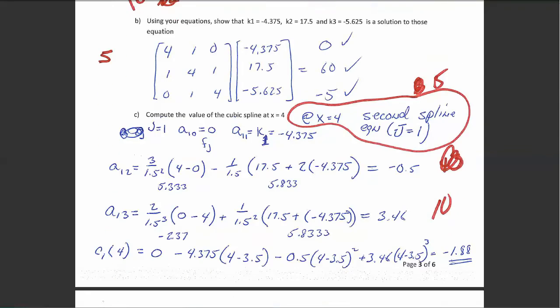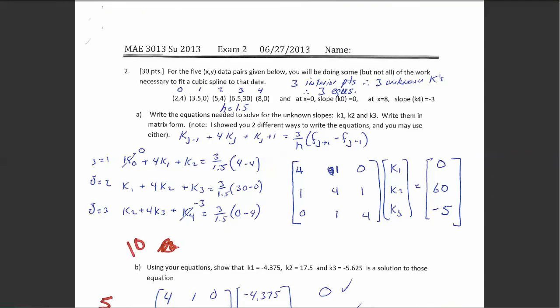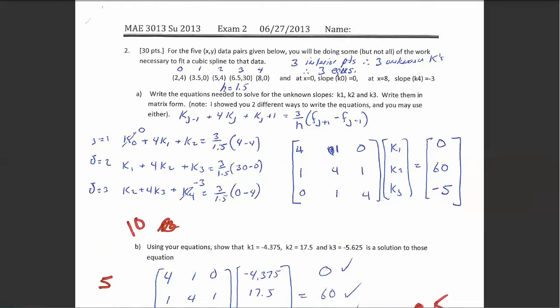Now I asked you to compute the value of the cubic spline at x equals 4. There's a whole lot of work required to draw the cubic spline. I did not ask you to do that. I'm asking you to calculate one value of one spline at one point. And we do have multiple spline equations. We in fact have 1, 2, 3, 4 total spline equations, because we have 4 intervals between the data points.